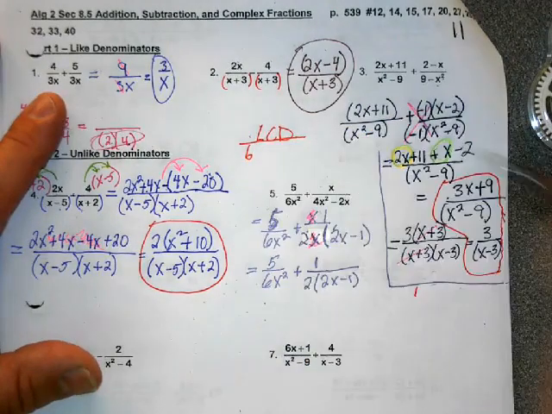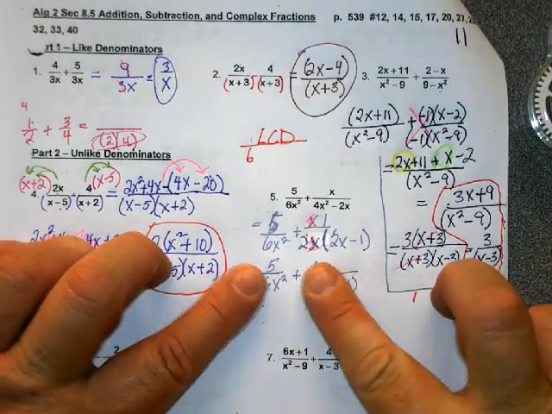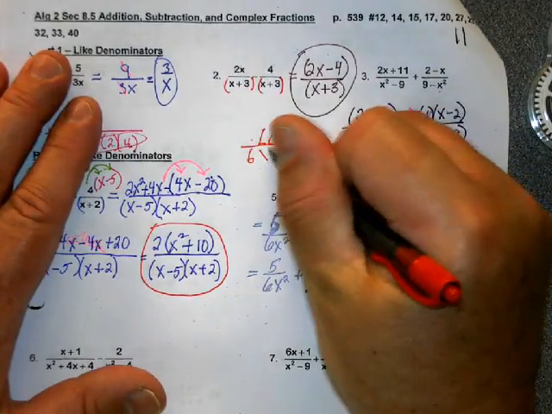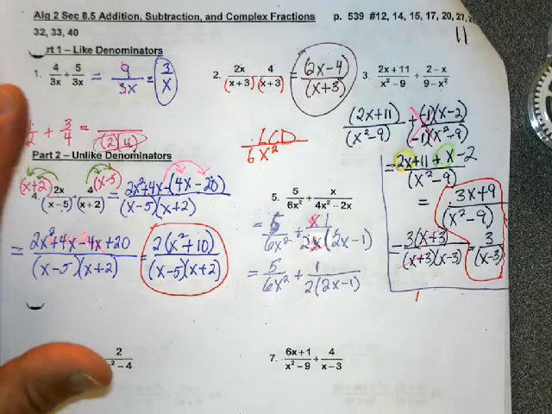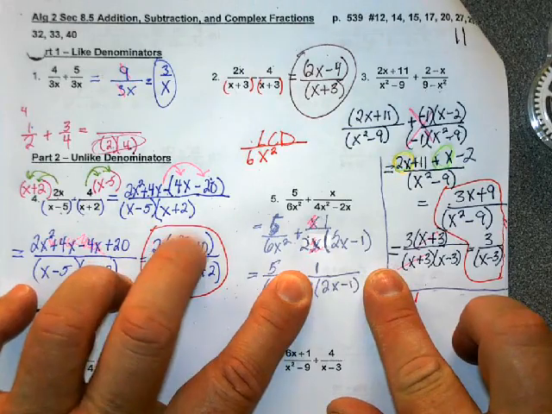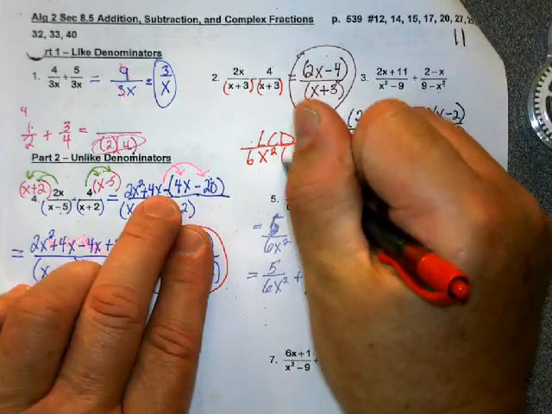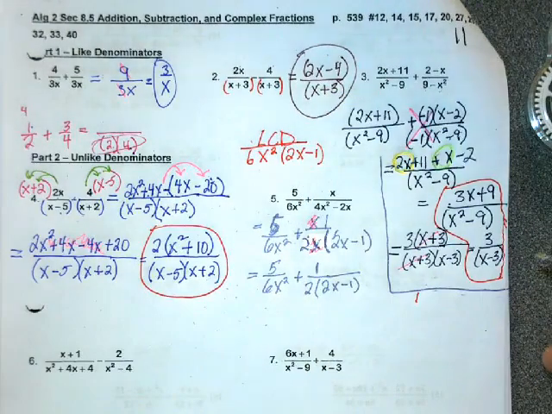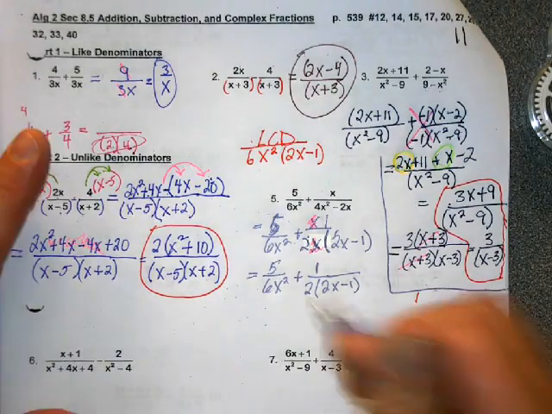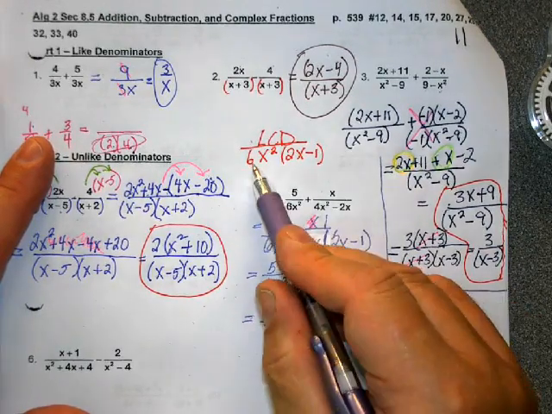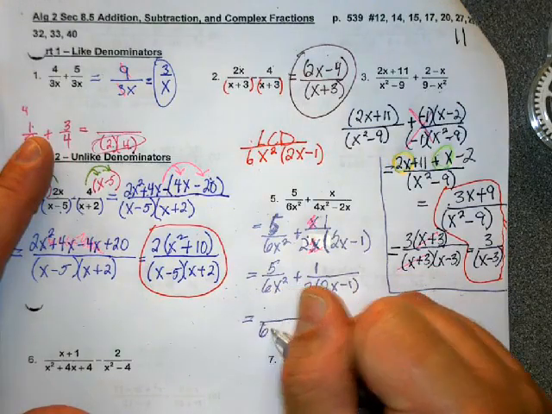Okay, the next thing, I need an x squared. Then, I'm looking at this. Well, I'm going to need a quantity, 2x minus 1. So there's my lowest common denominator. Now this gets hard. So my lowest common denominator here is 6x squared times 2x minus 1.